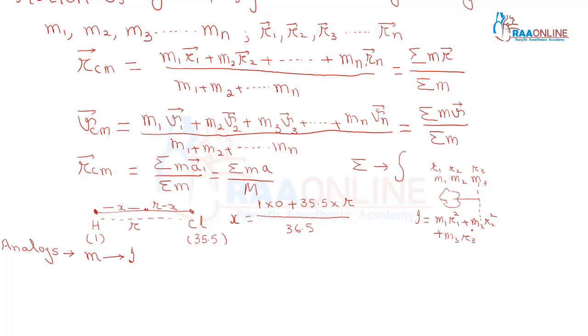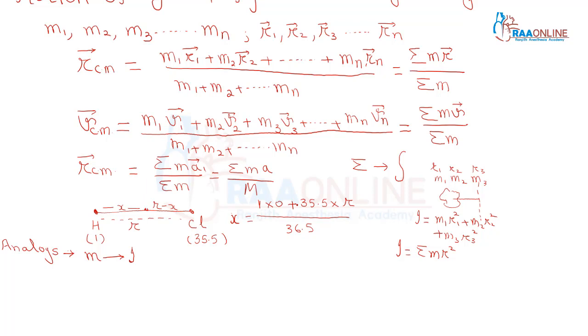In general you can write I is equals to sigma m r square, if your system is made up of n particles and you know the distances of all particles from the axis of rotation. Take the summation of the product of m and r square, you will get the moment of inertia. So its dimensional formula should be ML², and its unit should be kg meter square.